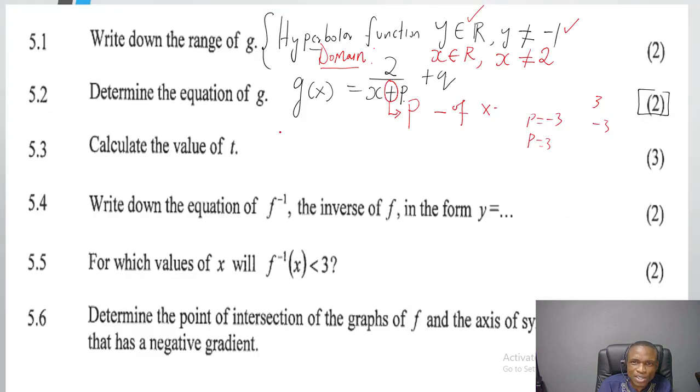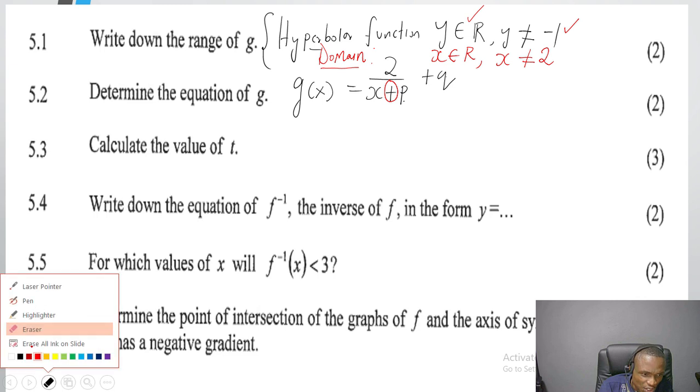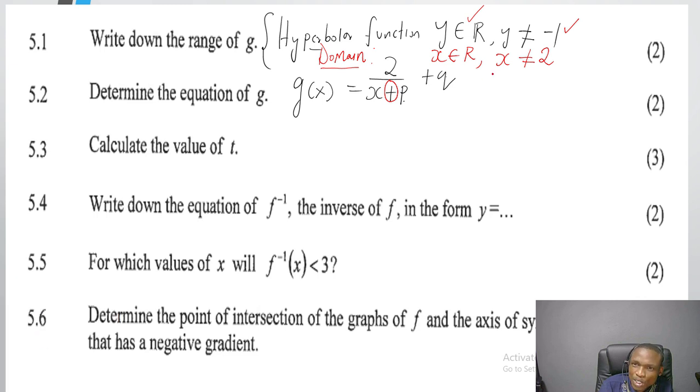Let me write it here. The equation of g is 2 over x minus 2, minus 1. We still bless you with 2 marks if you found this one.